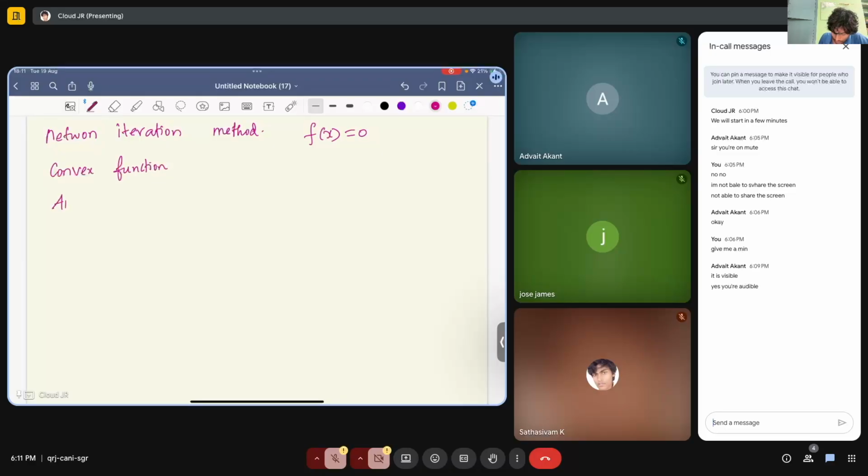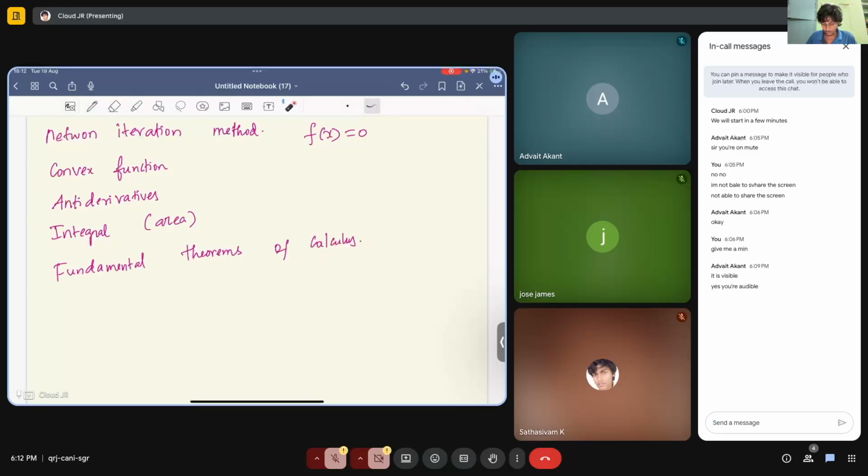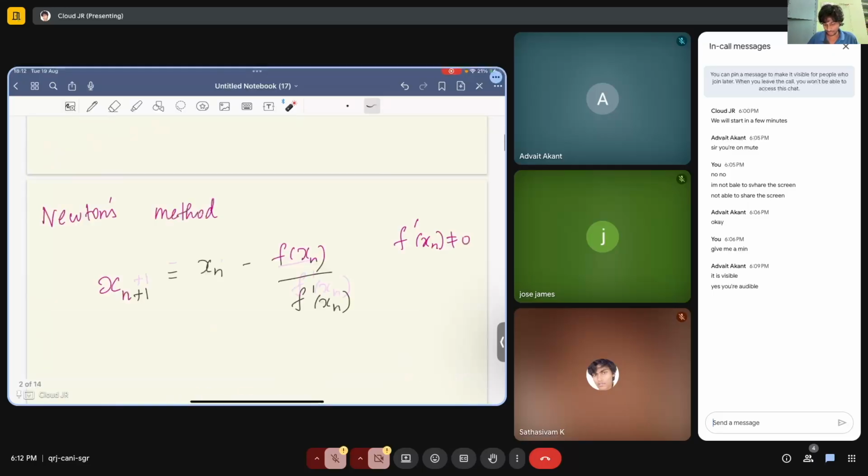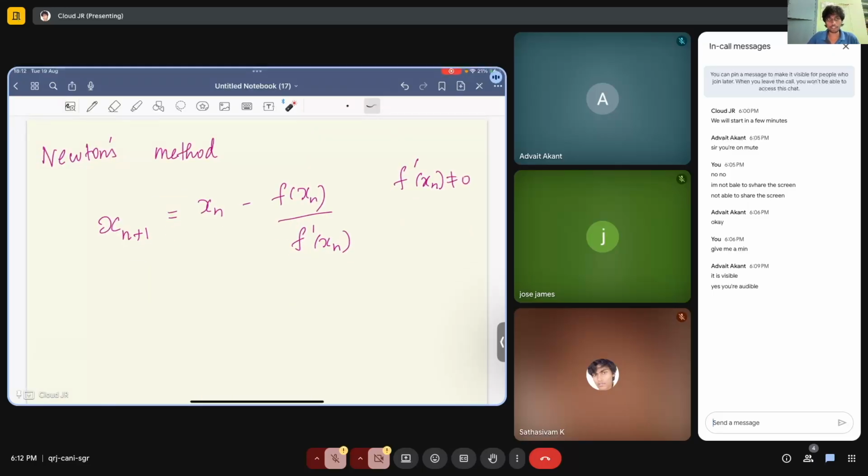And then we talked about the antiderivatives, and then integrals. So we talked about integral as area, and then we saw the relation between these two, which are the fundamental theorems of calculus. So these are the things we have seen. We'll do some problems which are related to this. So let's start with the Newton method.